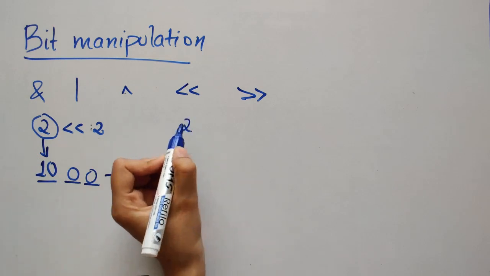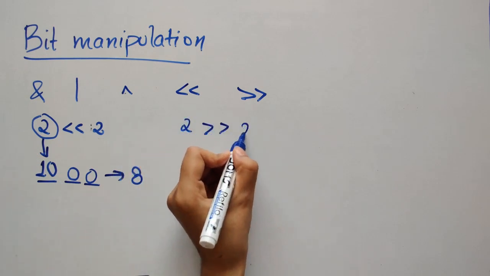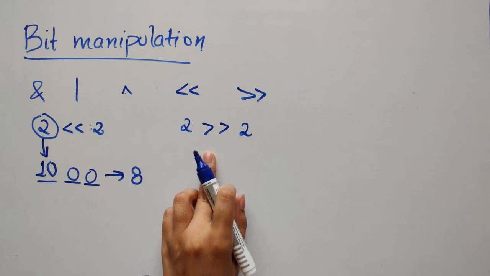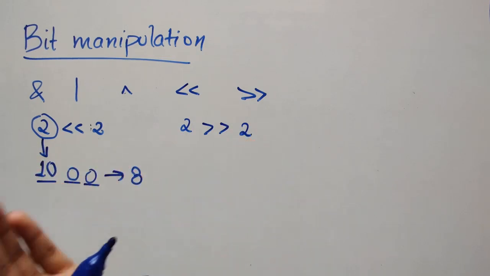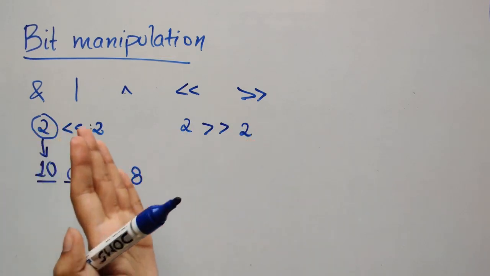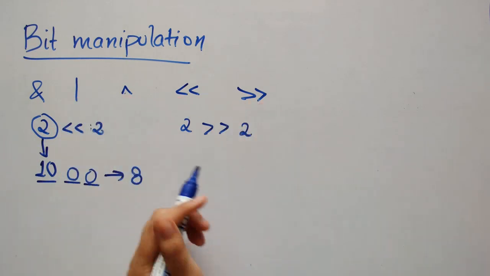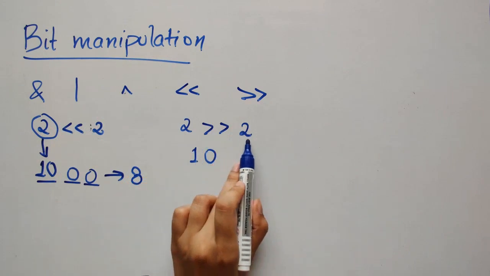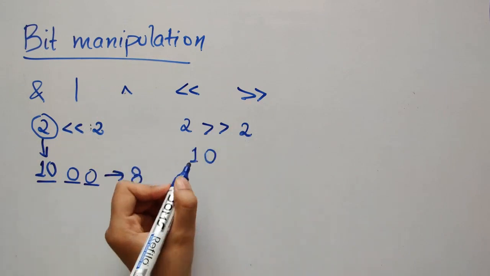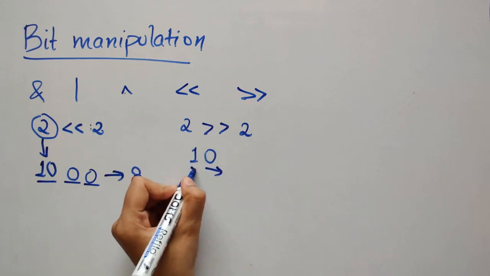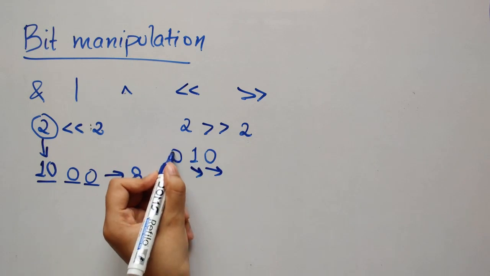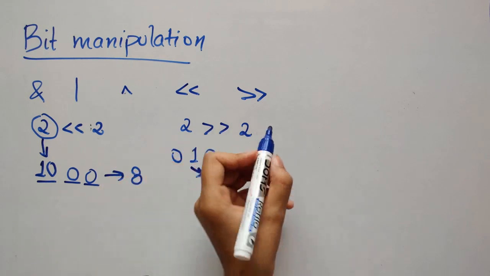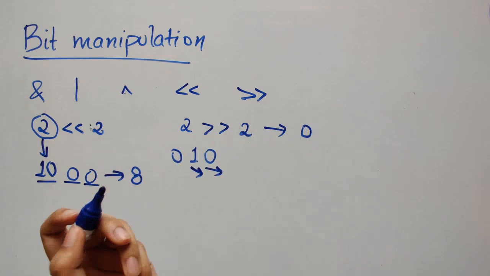If I were to do right shift, 2 right shift by 2. What right shift means is you have to shift it to the right. When you shift the bits to the right, they drop off. What that means is, I have 1 0, I want to right shift it by 2 bits, right? So this will drop off, this will drop off, and I'll be left with 0. So 2 right shift 2 times actually evaluates to 0.